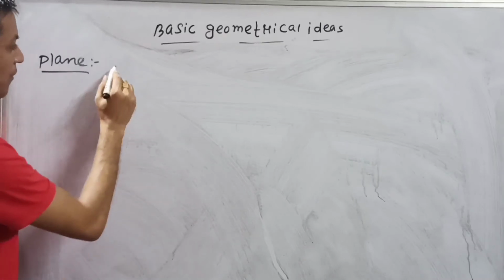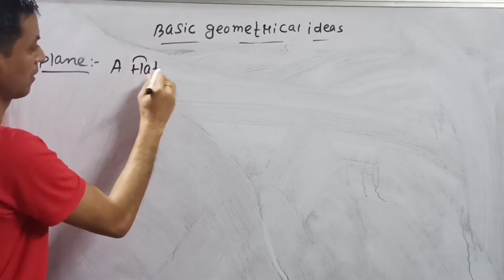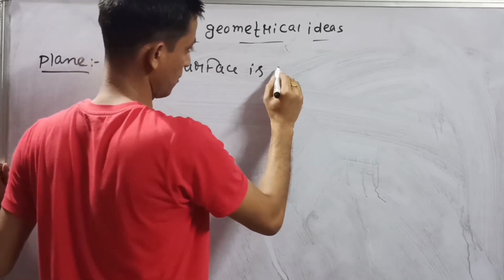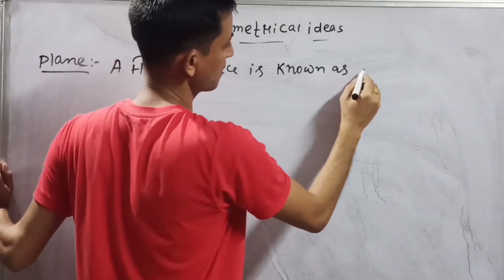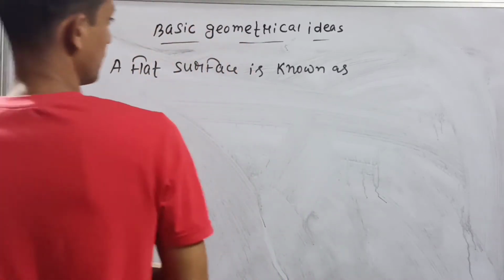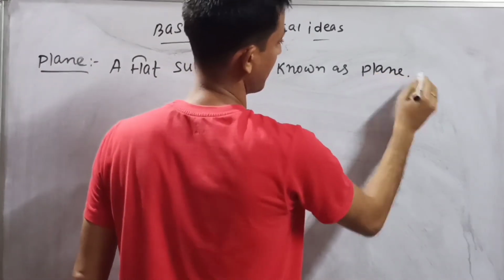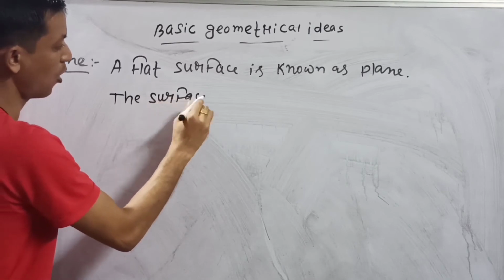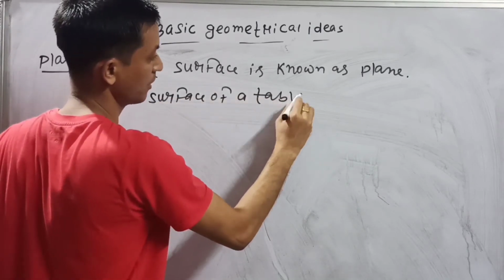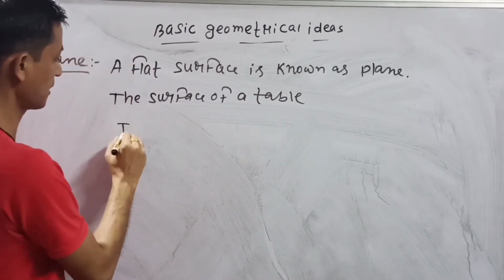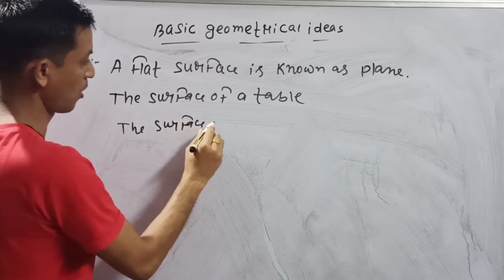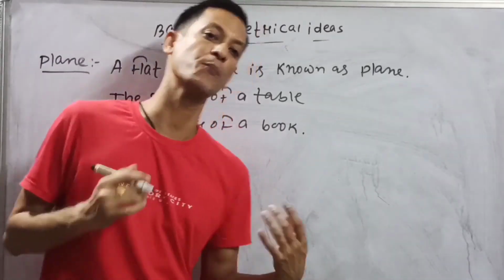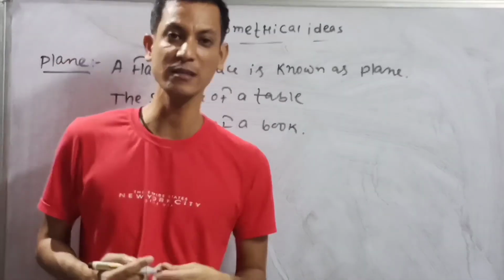Now you can see plane. A flat surface is known as plane. The surface of a table is a plane, a flat surface. The surface of a book is also a plane, a flat surface. That is an example of a plane. Now what do you mean by a flat surface is known as plane?